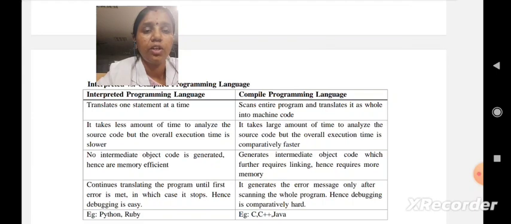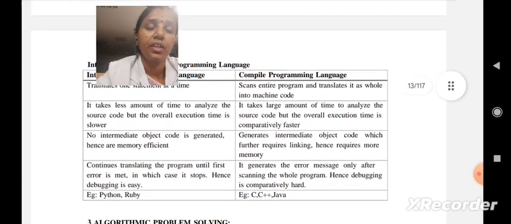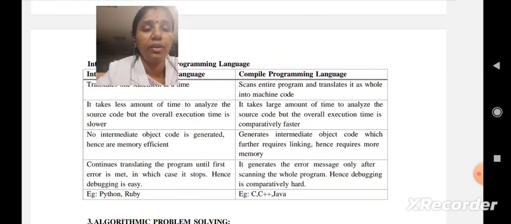An interpreter continues translating the program until the first error is met, in which case it stops, hence debugging is easy. A compiled programming language generates the error message only after scanning the whole program, hence debugging is comparatively harder than with an interpreter. Python and Ruby are examples of interpreted languages, and C, C++, and Java are examples of compiled programming languages.